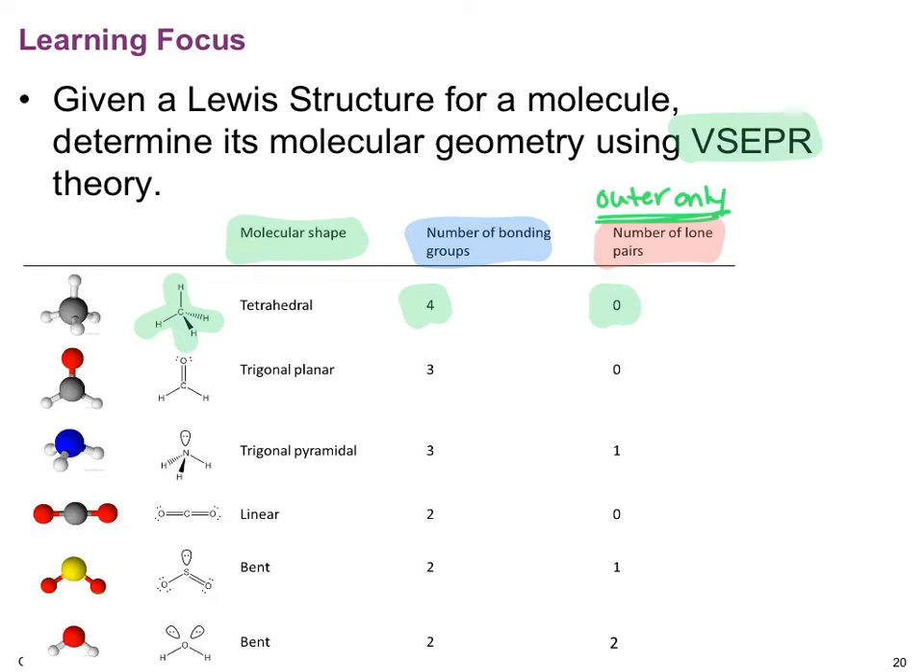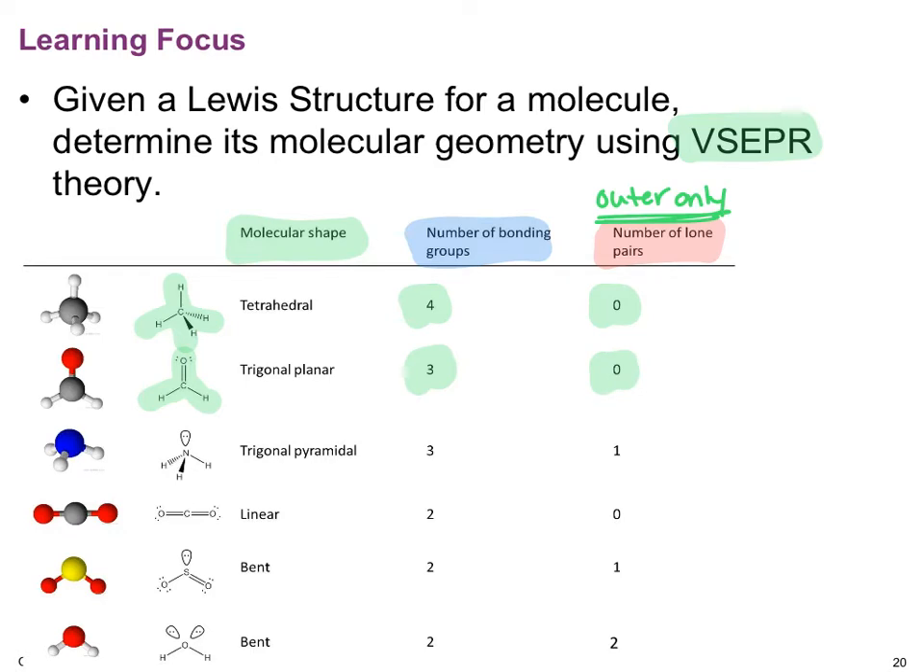So this next one, we have 3 bonds. So notice that I count the double bond as 1, just like I count the single bonds as 1. So that's another trick, okay? So that's 3 bonding groups. And then if we look, the carbon atom has no lone pairs, right? The oxygen does, but I don't count the ones on the outer atoms. I'm only counting lone pairs on the middle atom. So that count is 0. So this is what we call a trigonal planar geometry.